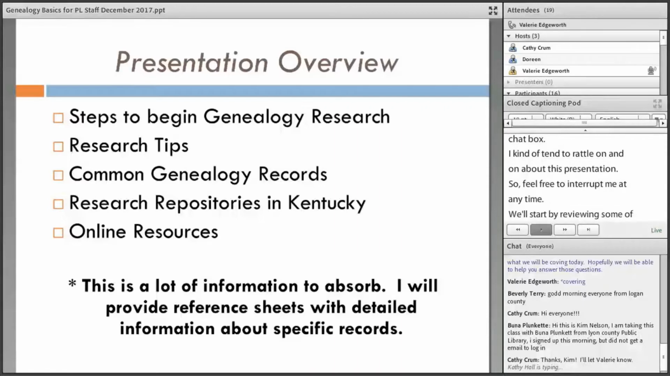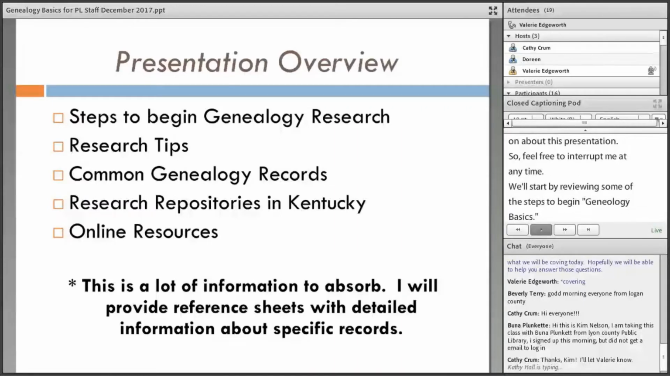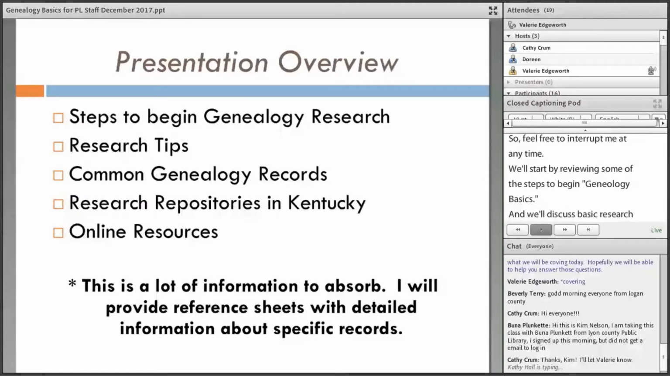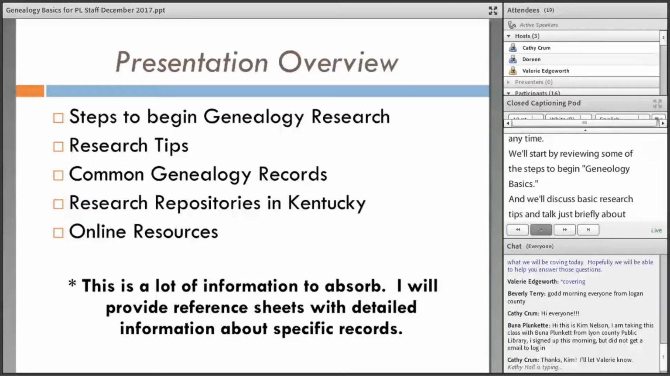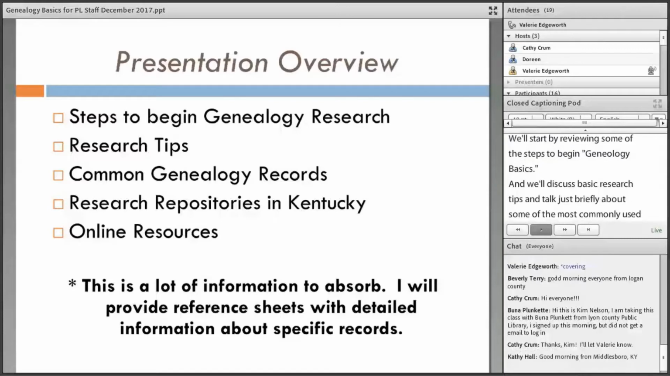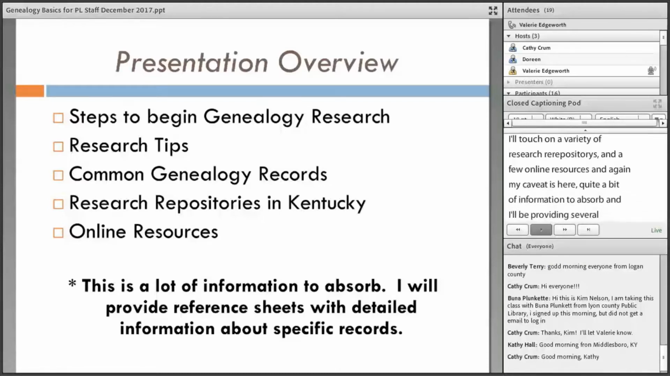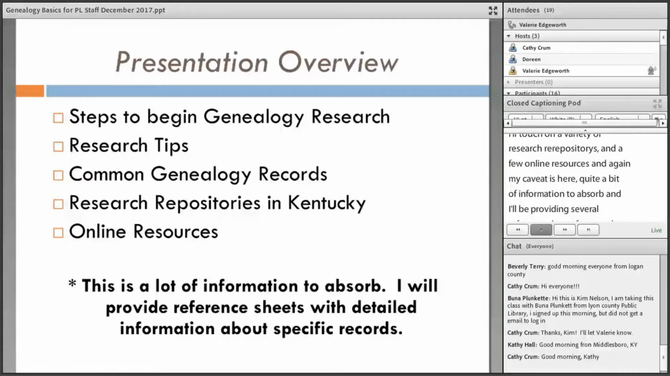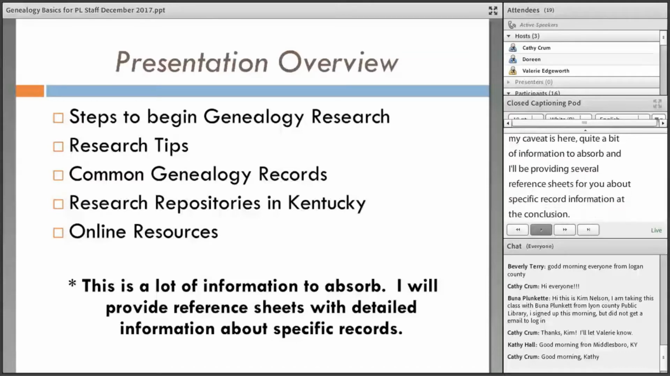We're going to discuss some basic research tips. We're going to talk just briefly about some of the most commonly used genealogy records. I'm going to briefly touch on a variety of research repositories, institutions in Kentucky where you can do research, and then a few online resources. And again, my caveat here is this is quite a lot of information to absorb. I will be providing several reference sheets for you about specific record information at the conclusion, because again, I didn't want to overwhelm anybody ahead of time.